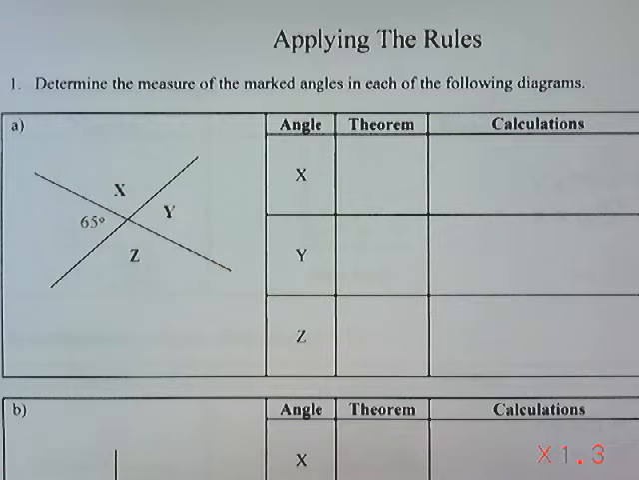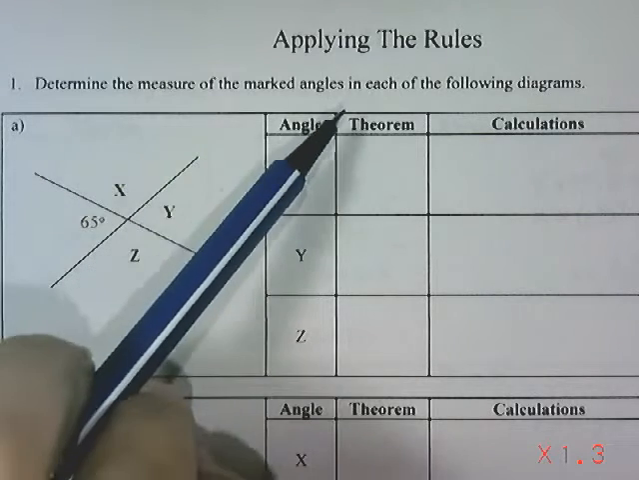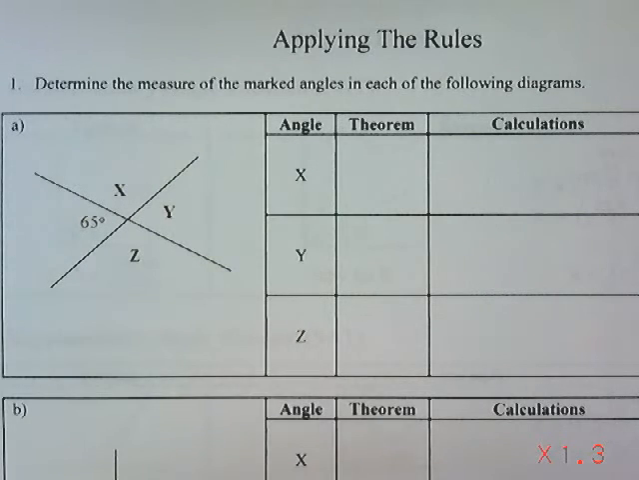This is video number 4 in our lesson on angle theorems. In lesson number 1, we did some vocabulary. In lesson number 2 and 3, we went through the basic angle theorems that we should have hopefully remembered from elementary school. And in this part, we are going to do some examples where all of the rules are mixed together. So it says here, determine the measure of the marked angles in each of the following diagrams.